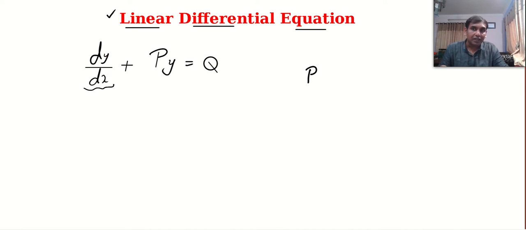Can you see? We have dy/dx, right? So we have x over here. So p and q are functions of the same letter. For example, when you are doing applications in civil engineering or in electrical engineering, you might end up with di/dt in some application. And here p and q will be functions of t.